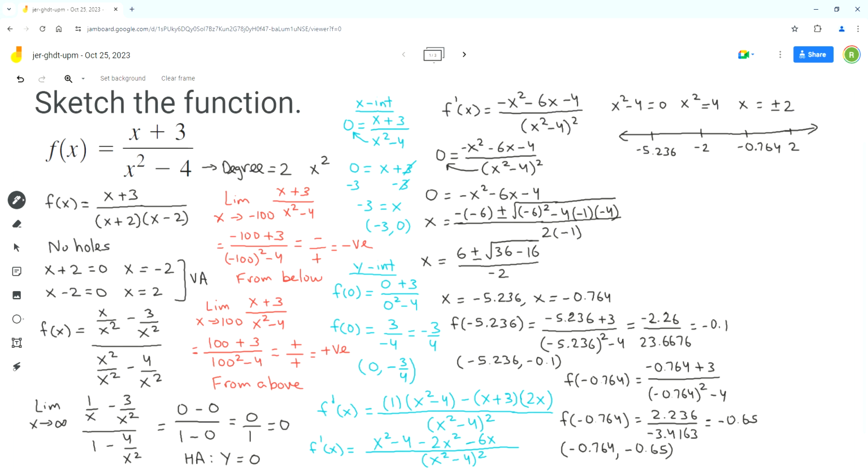So we can use a test value on both sides of these critical numbers. So on the left side of negative 5.236, we can use the test value negative 6. On the right side of it, we can use negative 5.